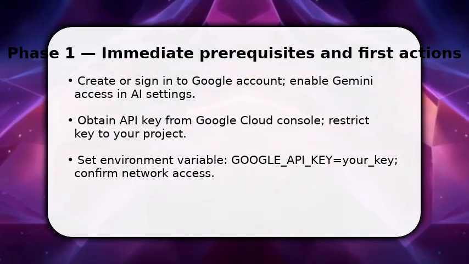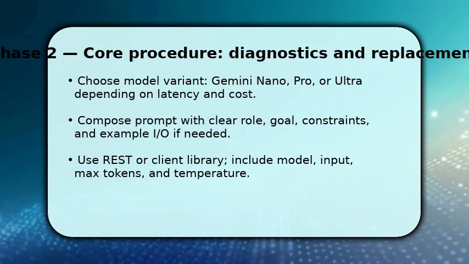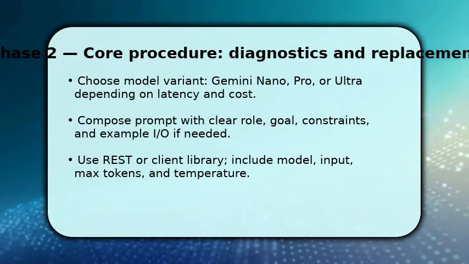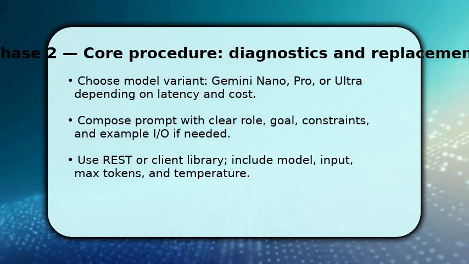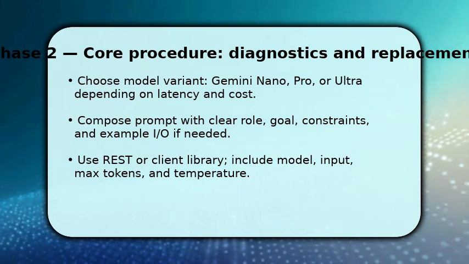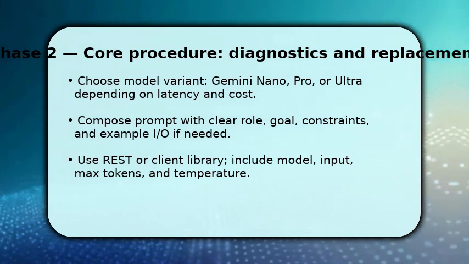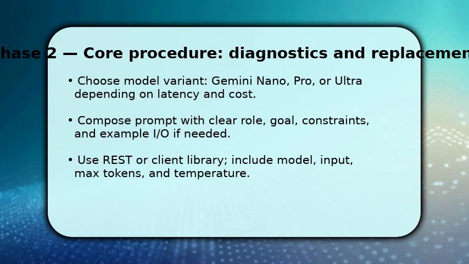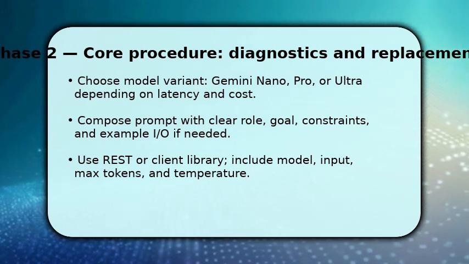You now build prompts and API calls. Start by selecting the appropriate Gemini model, smaller models for low latency, larger for complex reasoning. Compose a prompt that specifies role, goal, and constraints, and add a short example to shape output.